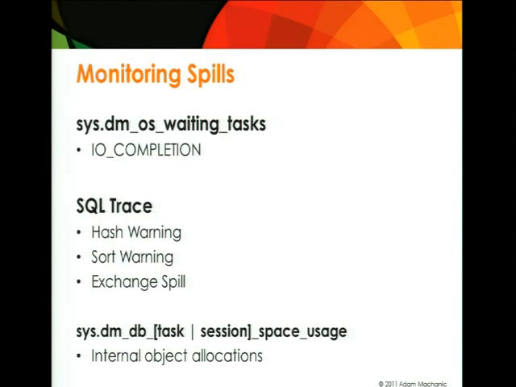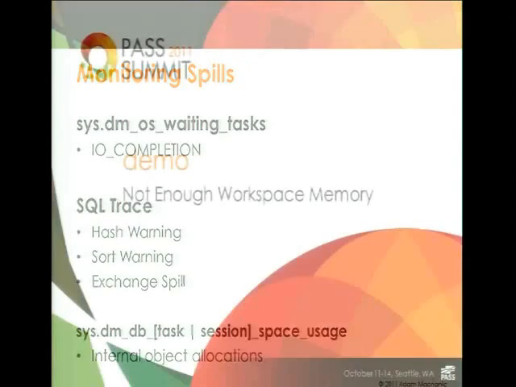And finally, you can monitor the sys.dm_db_task_space_usage or session_space_usage DMVs. These have columns for user object allocations, which are your temp tables and table variables. And then they have columns for internal object allocations. And one of the things that goes in that column is anything that spills out to TempDB from Workspace Memory. So these are 3 ways that we can kind of see what's going on and understand when we have spills.